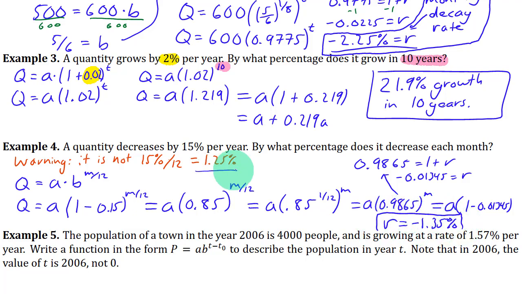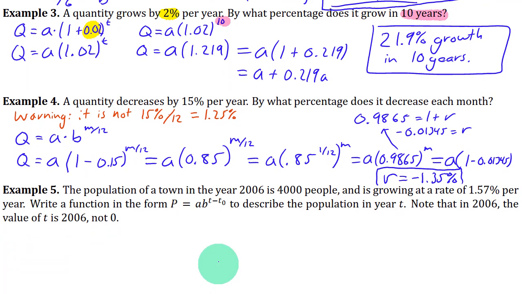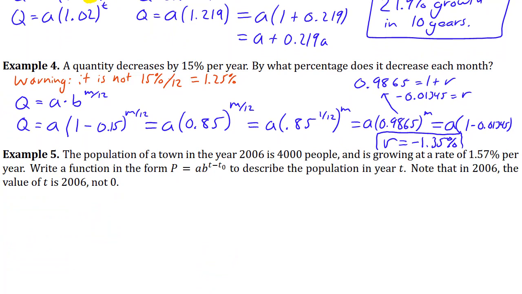So yeah, it's not exactly 1.25%. It's kind of weird. So if it decreases by 1.35% in the first month, after that, it's going to be decreasing by 1.35% of a little bit less than before. And it ends up decreasing by a total of 15% over the whole year. All right, one more example here.